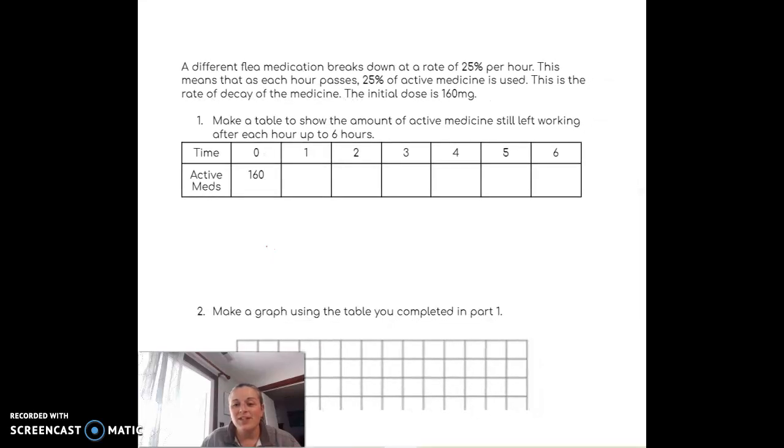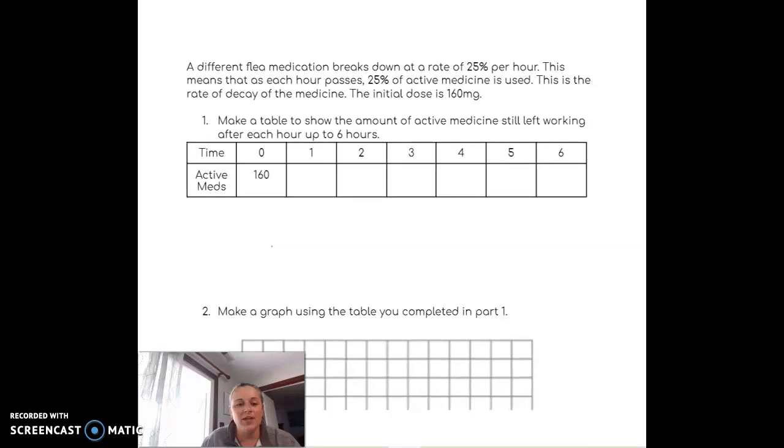Just to give you a short review, previously we were talking about dogs and their medications. Today we're going to do something a little bit different, looking at the dog's medication breaking down at a rate, in this case a rate of 25%. Instead of the medication cutting in half every hour, now we're looking at a certain percent. We're going to see what happens to our table and our graph and our equation when we get into percentages.